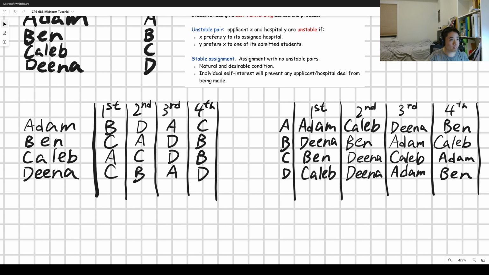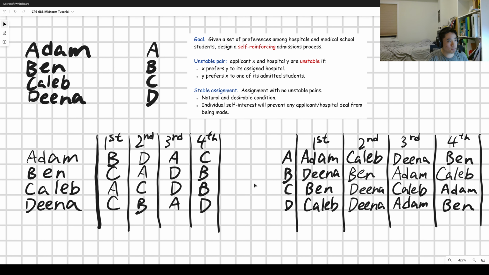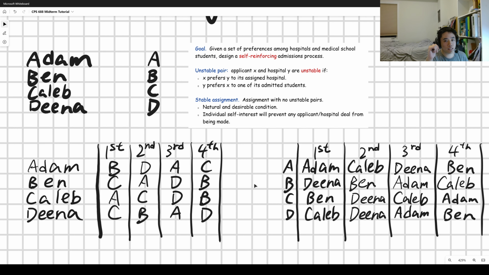So I'm given the sets of preferences from the two sides, and now I want to take a look to see if we can create four stable pairs. So that means assuming that one of the companies has an assigned pair, a company with an unstable pair would prefer some other candidate rather than the one they are paired with right now.